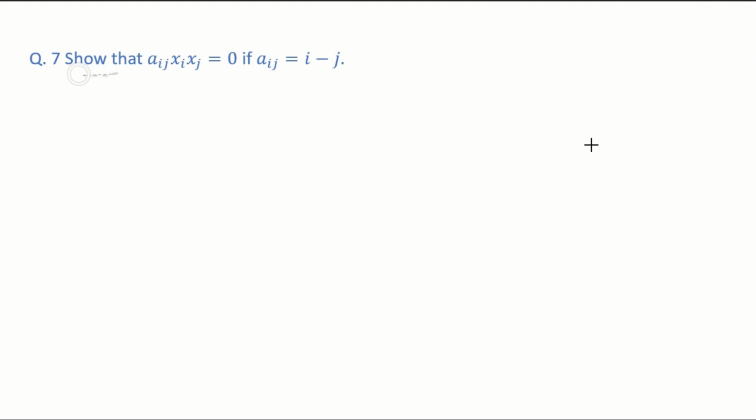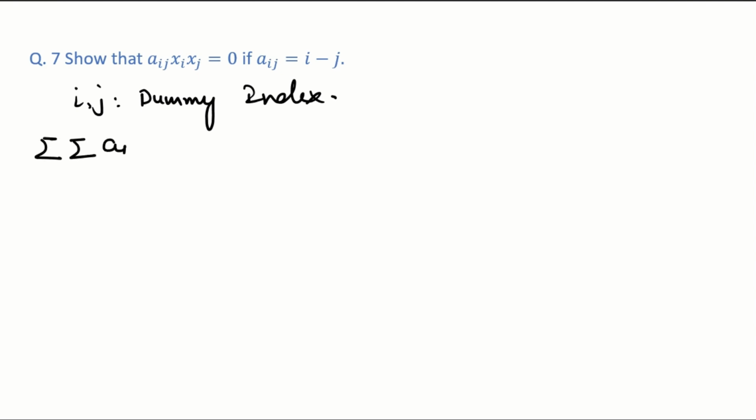Here we have to prove that the value of this expression is 0 if the coefficient aij is given as i minus j. Here we have a subscript ij, x subscript i, x subscript j. So 2 indices are used, and both indices are repeated twice. That means both are dummy indices, i and j. That means you will take summation over the values of i and j. So we will have aij, xi, xj, i from 1 to n and j from 1 to n.